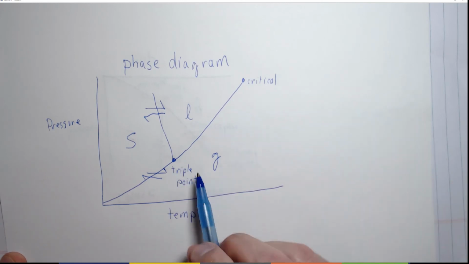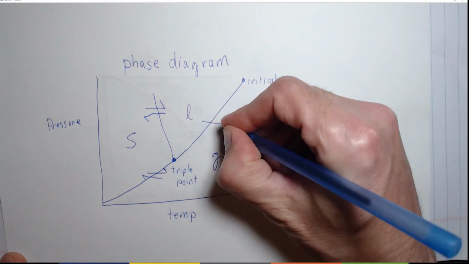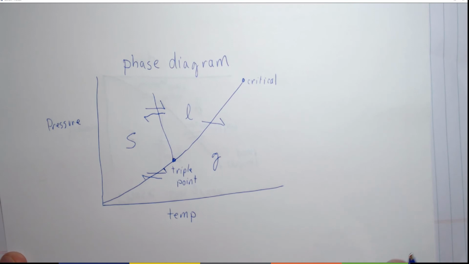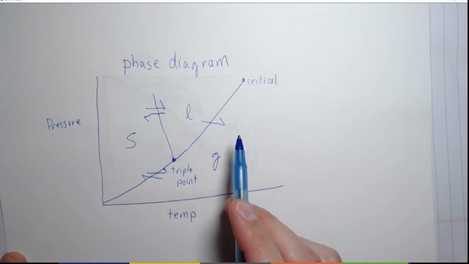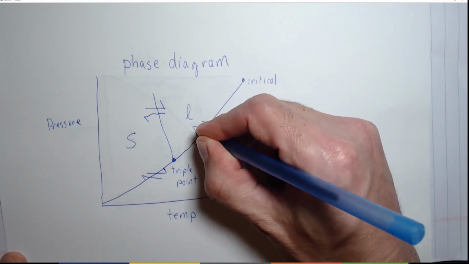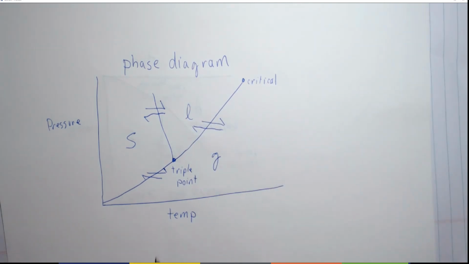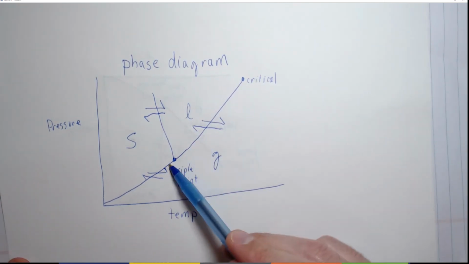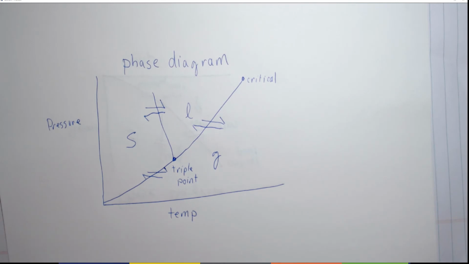And then finally, we have the liquid to gas. So in this direction, we would call that boiling, but in chemistry, they'd call that vaporization. And in this direction, we would call that condensing or condensation. And this has been referred to as the vaporization curve. So this is basically what a phase diagram is.